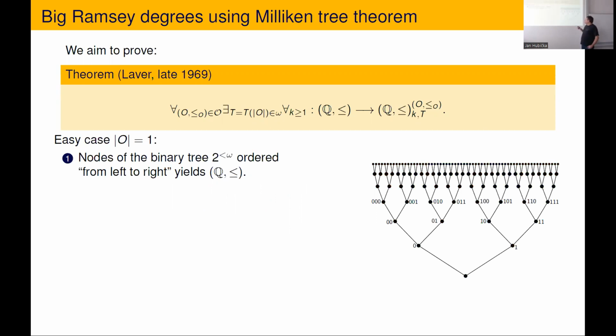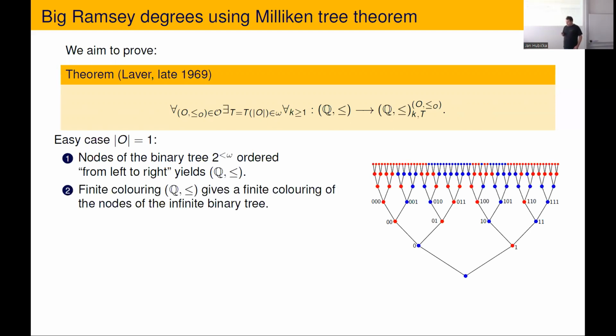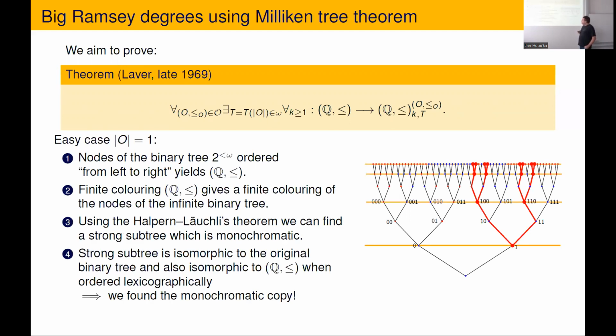Like if you have two nodes, you are always able to find a node in between, and there is no minimum, there is no maximum. So it is a copy of Q. And now I take the finite coloring of the vertices of this tree, and I'm looking for a monochromatic copy of Q, and I can use this huge weapon, the Halpern-Läuchli theorem, and I can find a strong subtree which is monochromatic. And now, if I project the strong subtree to the floor, I again get a copy of Q, and the copy of Q is monochromatic. So there are easier ways of achieving this, but this is a systematic way. So you can use this Halpern-Läuchli theorem to find monochromatic copies of Q.